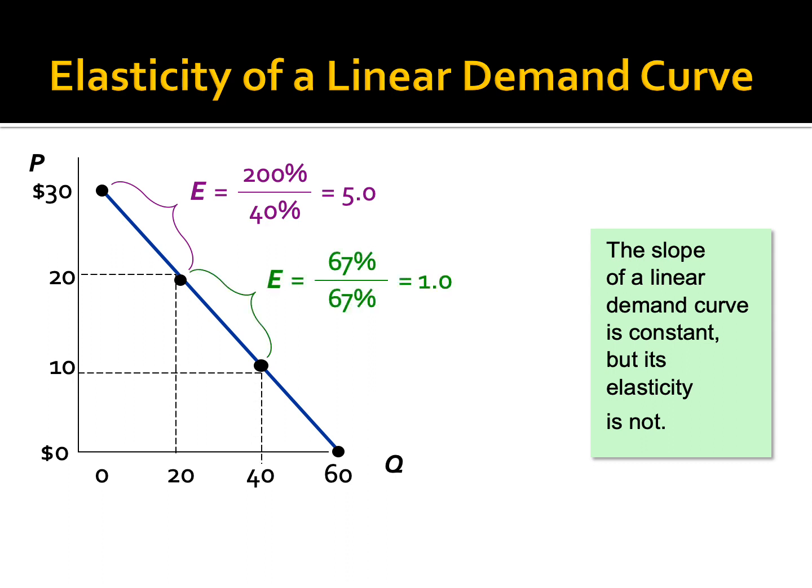When we then go from a price change from $20 to $10 and the quantity demanded changes from 20 to 40, we get an elasticity equal to 1, or unit elastic. Then in the bottom portion of the demand curve, the percentage price change is 200% and the percentage quantity change is 40%, and we get an elasticity of 0.2.